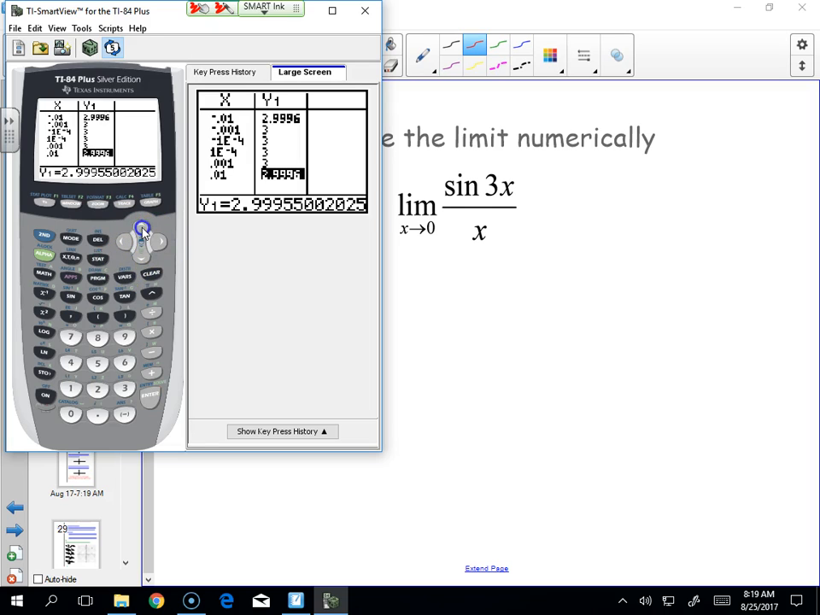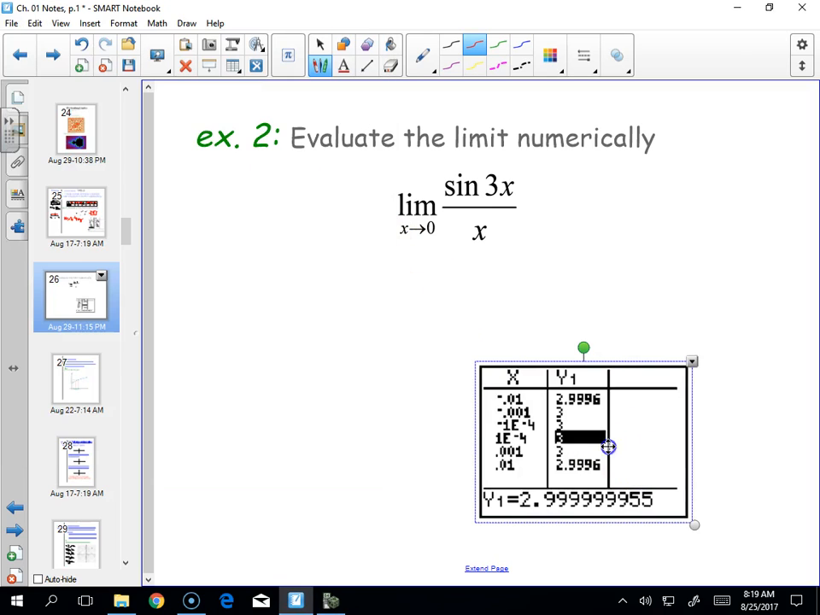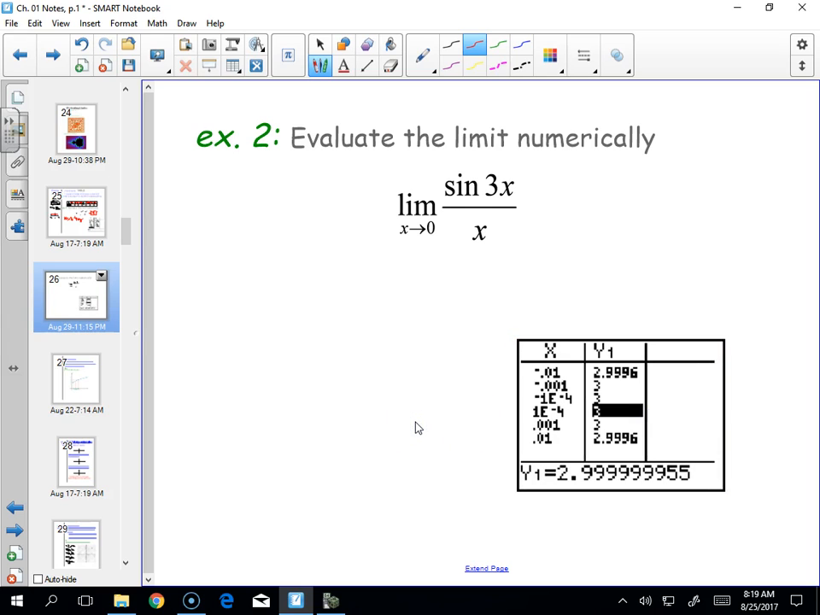Does it actually hit 3? Nope, but it gets closer and closer and closer. Then from the other direction, from this direction, it gets closer and closer to 3. Coming from above, it gets closer and closer to 3. Does that make sense? So as a result, if that's true, let me put that right there. We can go ahead and say the limit does exist, the limit is 3.